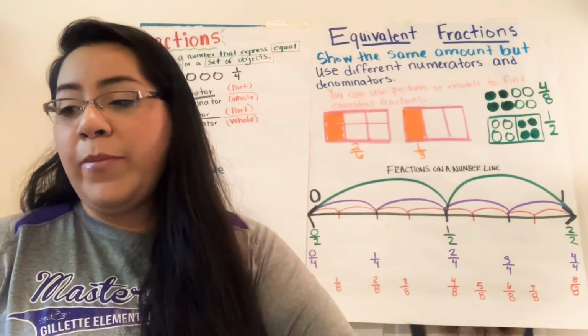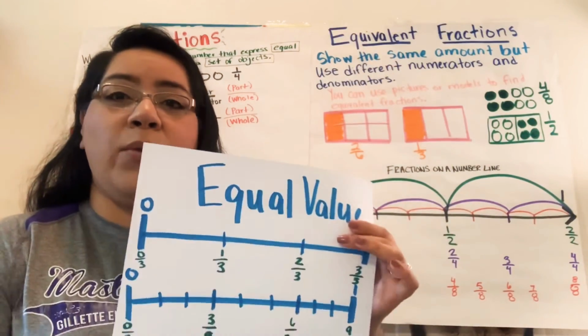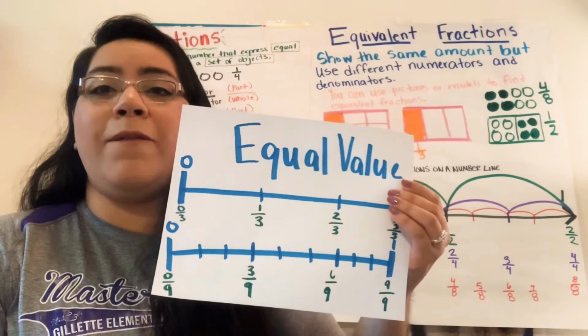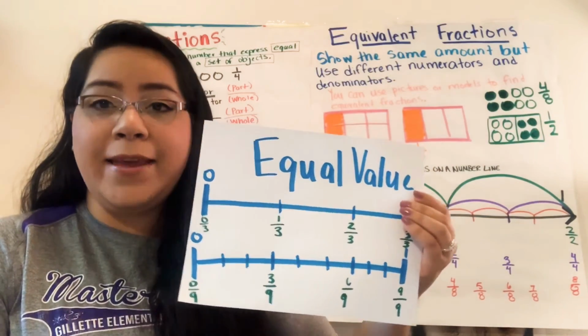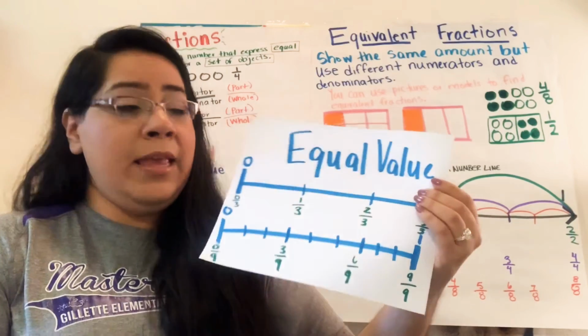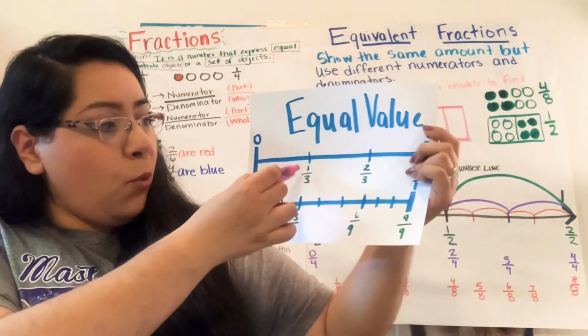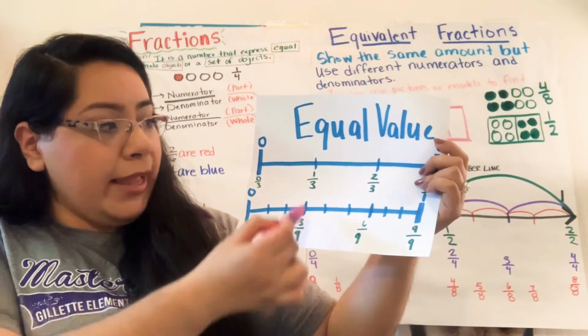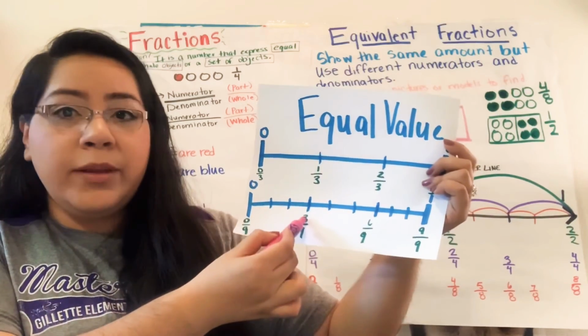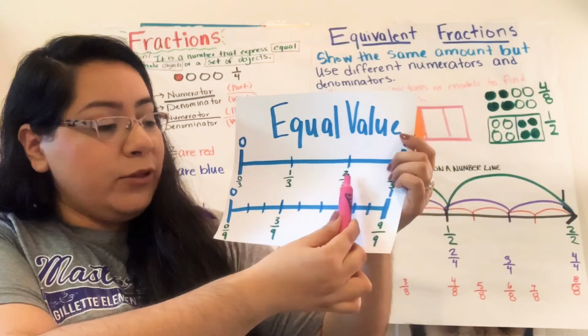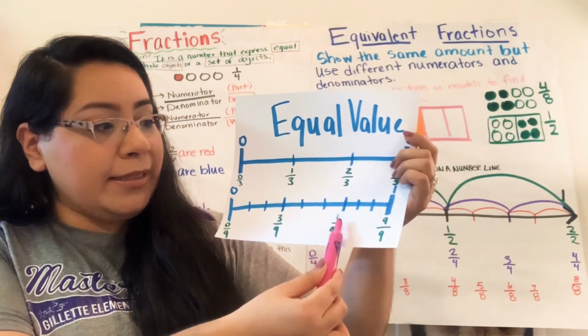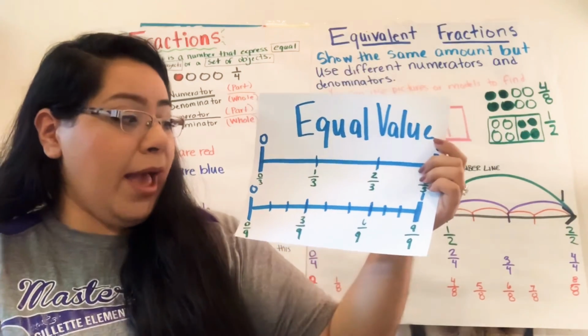But you have to remember that on the number line, equivalent fractions means equal value. That means they have the same value, okay? I can say 1/3 is equivalent to 3/9 because I can just go down and see that. I can say 2/3 is the same as 6/9, as we saw in our example right now.